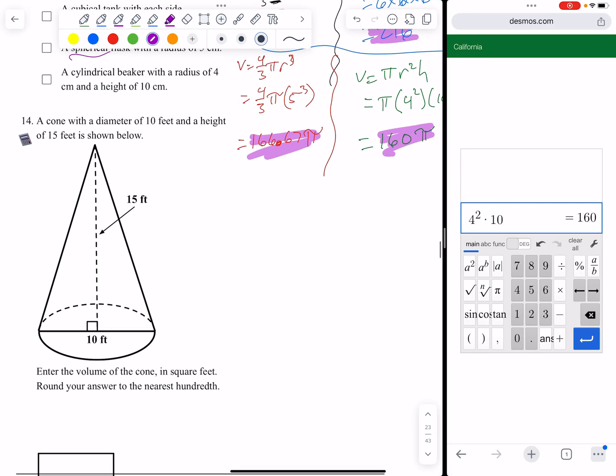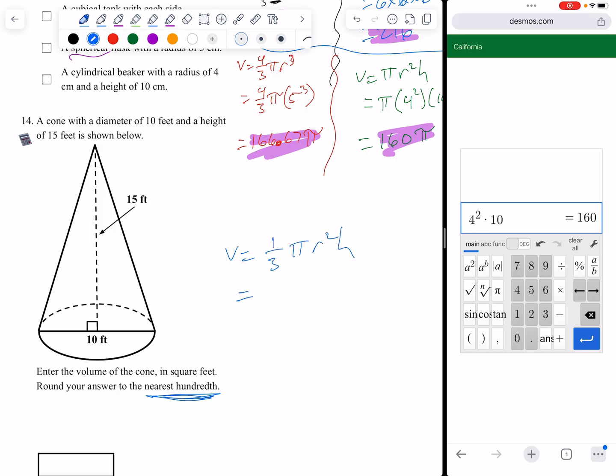All right, number 14. Moving on, because I'm over it. A cone with a diameter of 10 feet and a height of 15 feet is shown below. Enter the volume of the cone to the nearest hundredth. Volume equals 1/3 pi r squared h. My r is not 10. That's my diameter. And r is from the center to the edge, which means it is half the diameter. So that's 5. I'm going to square it, and my h is 15. Put everything in the calculator.